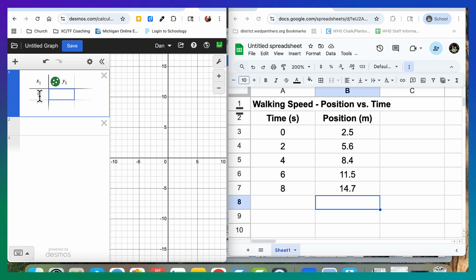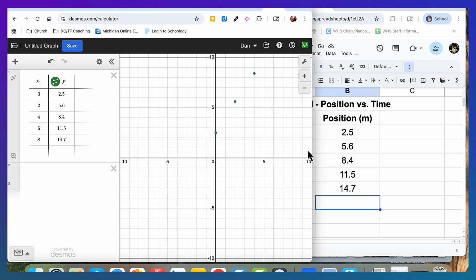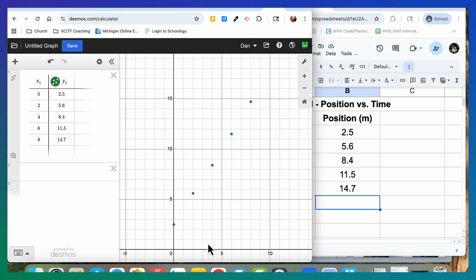So we've got time equals 0, we're at the 2.5 meter position. After 2 seconds, we're at 5.6 meters. 4 seconds, we're at 8.4. 6 seconds, we're at 11.5 meters, and after 8 seconds, we're at 14.7. And what you'll see here, and I'm going to open this up a little bit so hopefully you can see that a little better, is that it plots these points, all right?